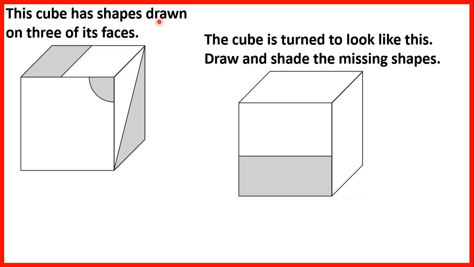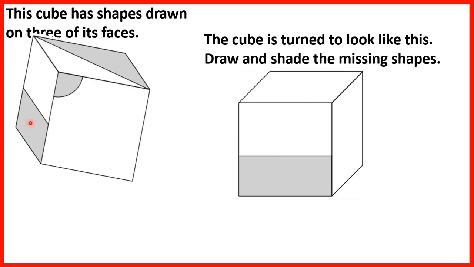This cube has shapes drawn on 3 of its faces. The cube is turned to look like this. Draw and shade the missing shapes. So we can see that the face we have here is this face at the top.